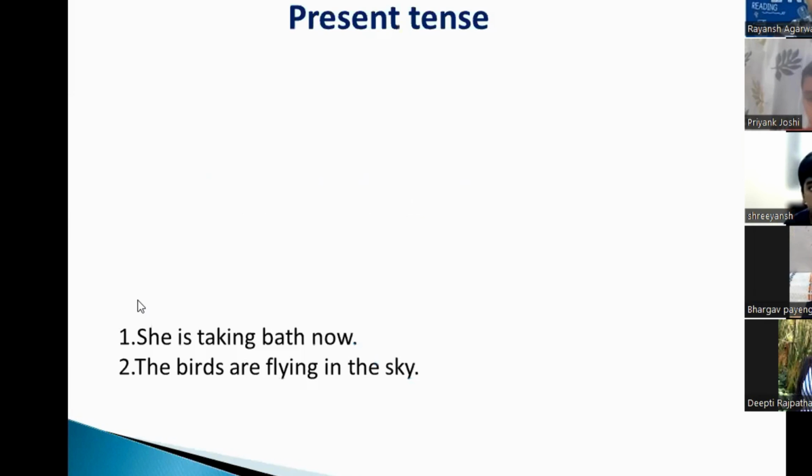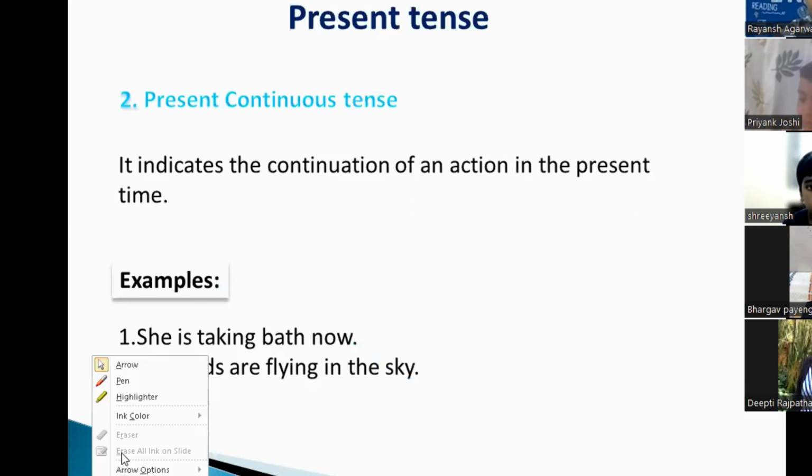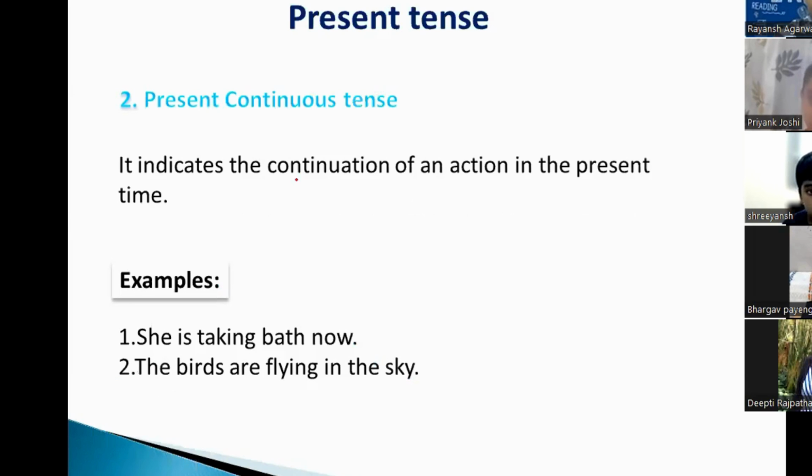So, simple present continuous tense. When do we use this present continuous tense? First of all, what does it indicate? It indicates the continuation of an action in the present time. So it represents the actions that are continuing in the present time.